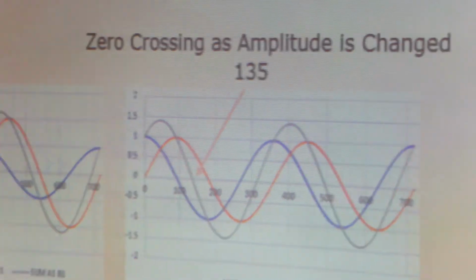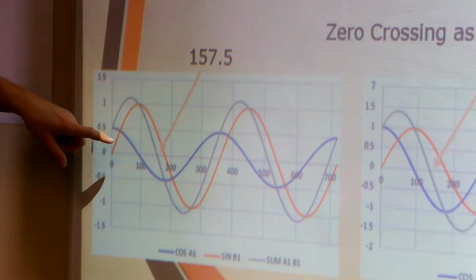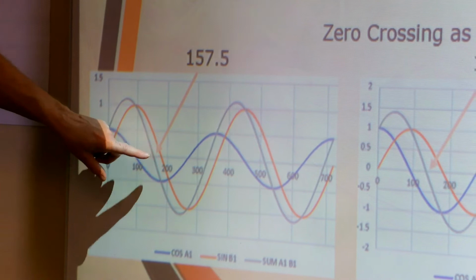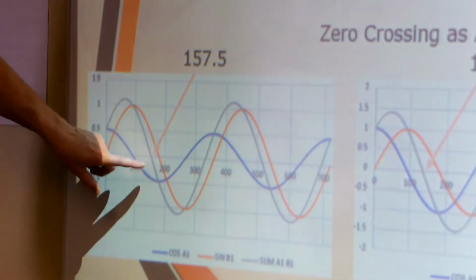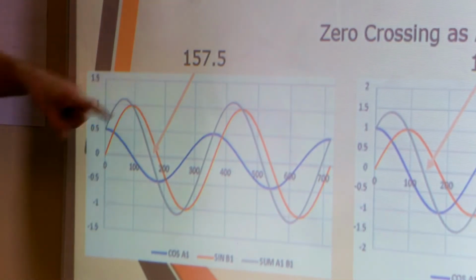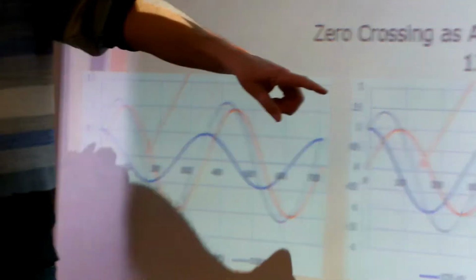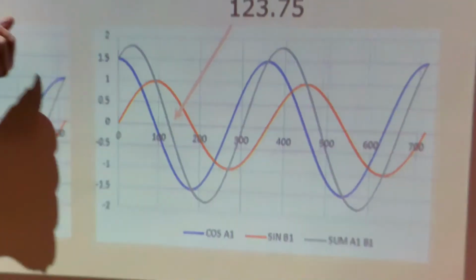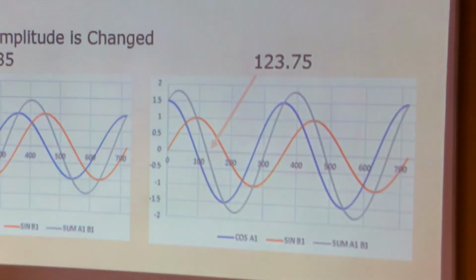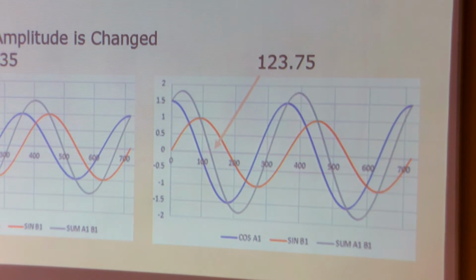Now if I make the blue waveform shorter, there's a phase shift in the summation. See, where it was about the middle there, now it's off to the left a little, which is 157 degrees. So you shifted the phase. And if I make the blue waveform larger, I've shifted the phase the other way. So by just changing the amplitude of I and leaving Q the same, you see that we have phase modulation.